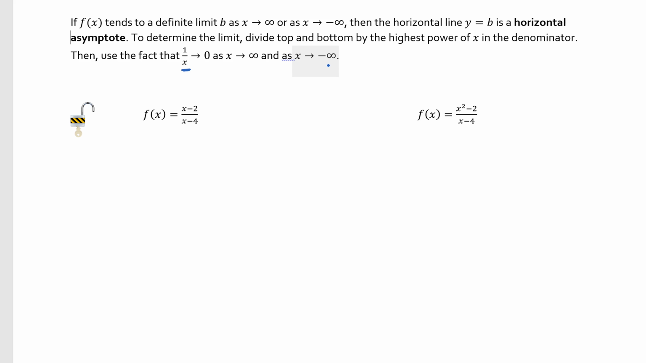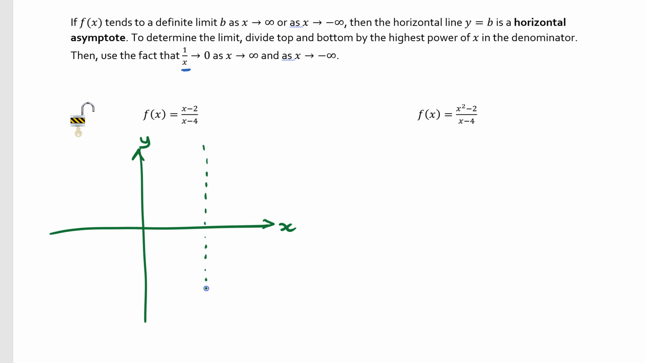So again, let's have a look at this in practice. Okay, so let's just start having a little think about this. We know that x is never allowed to equal 4, so we can put that vertical asymptote in straight away. We also know that when x equals 2, our y value is 0. So we're going to pass through just there, 2, 0.